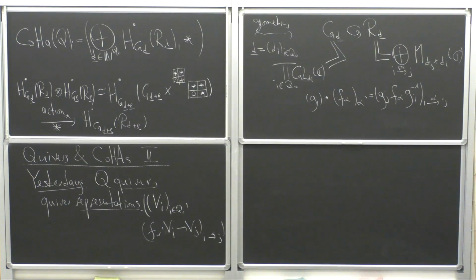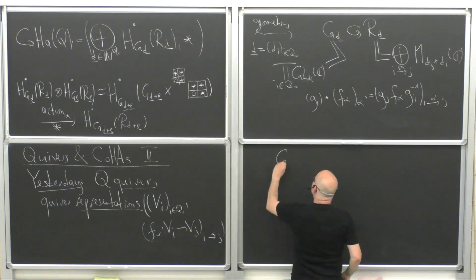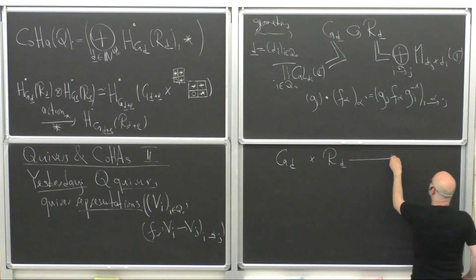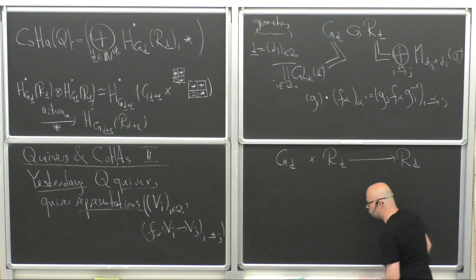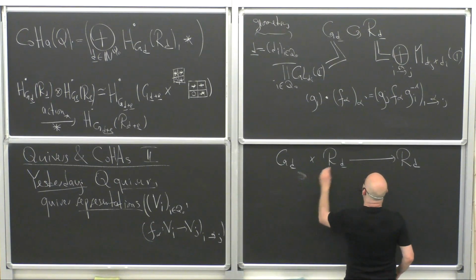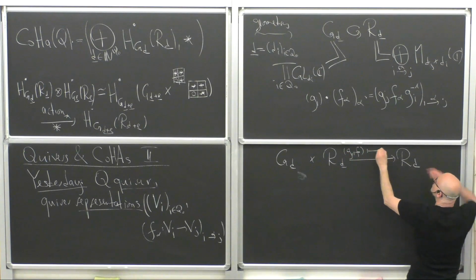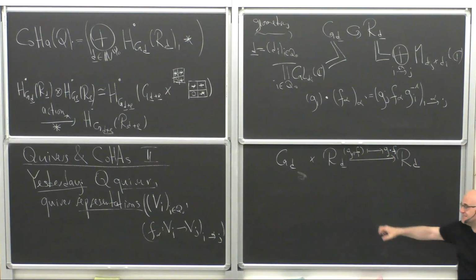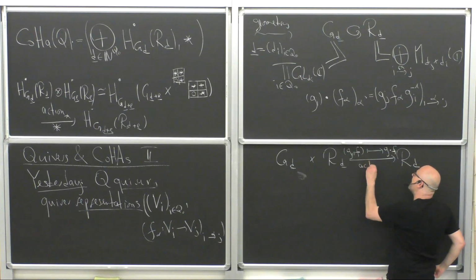Back to the action map. So we have this group action there, which you can write as a map G_d cross R_d to R_d. And it just takes a pair (g, f) and maps it to, well, g times f, symbolically. Now I will omit all the indices. So this is just this action map, the original action map.